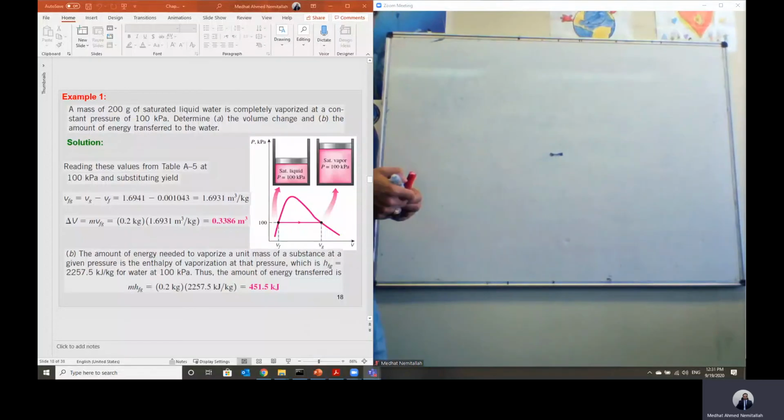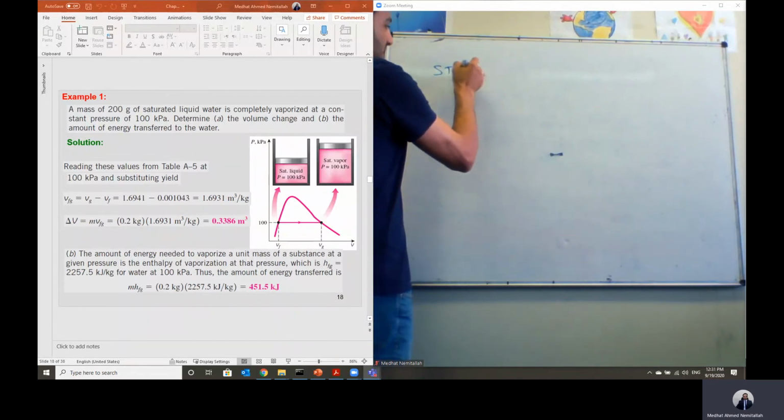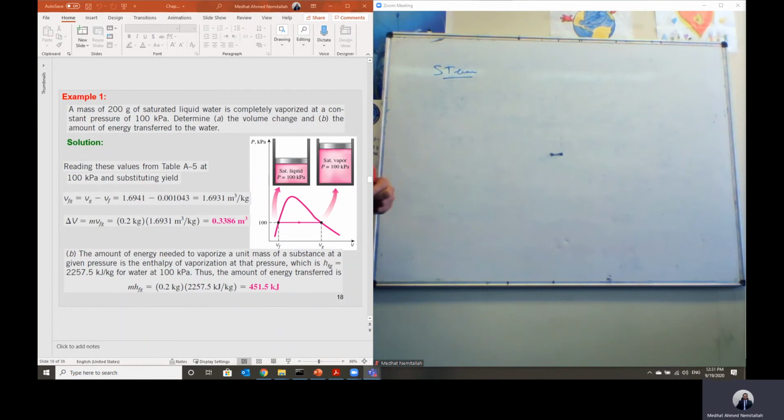Okay, let's solve an example here on how to use the table. In this example, we have a mass of 200 grams of saturated liquid water. So in this case, the working fluid is water. That means I'm going to use the steam table. So I have to decide first about the working fluid. Here we have water, so we will be using the steam table.